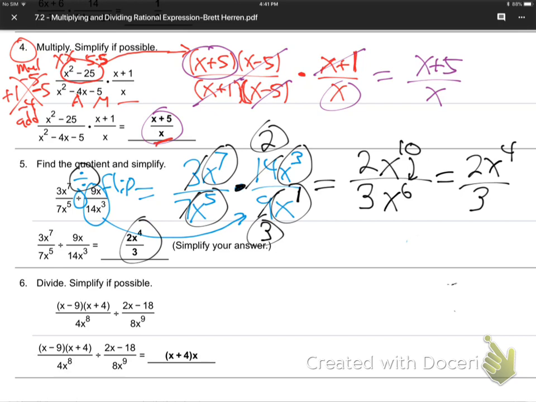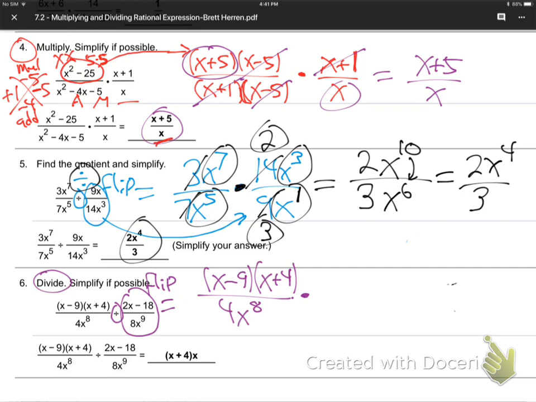Number 6 is kind of the same thing. On number 6, it's divide again, as it says there. So we're going to flip the one on the right and change to times. So the one on the left stays as it was. And then we go times, and we flip the one on the right, 8x to the 9th over 2x minus 18, like that. So I flipped and changed to times again, because dividing is upside down multiplying.